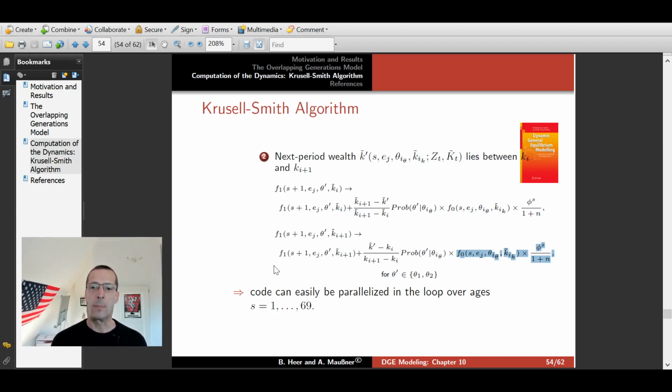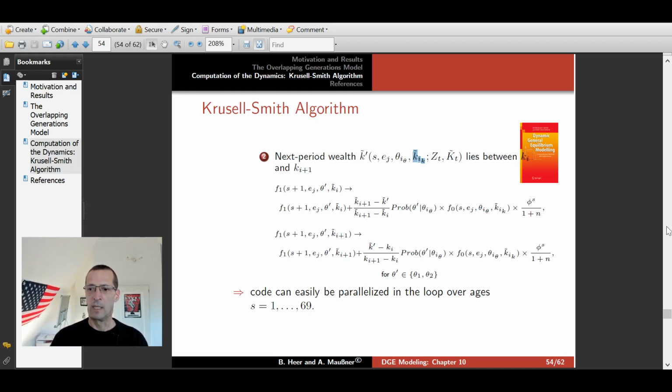Now, this approximation is of course only exact if our optimal savings K prime are a linear function of individual capital stock. So the finer the asset grid and the more linear our next wealth policy function is, the closer is this approximation that we assume. We split up this measure between the two neighboring capital asset grid points in proportion to the distance to these grid points. And this step is very time consuming.